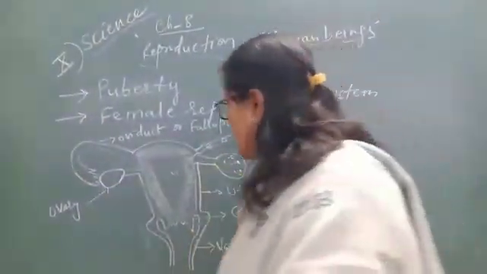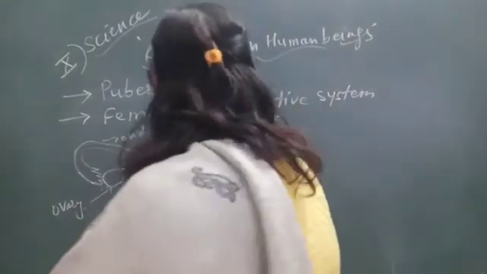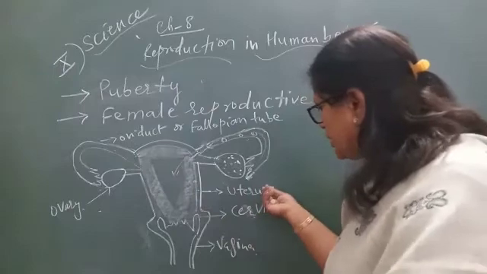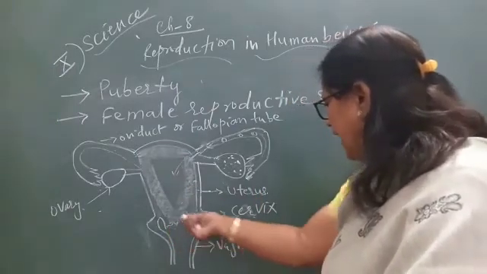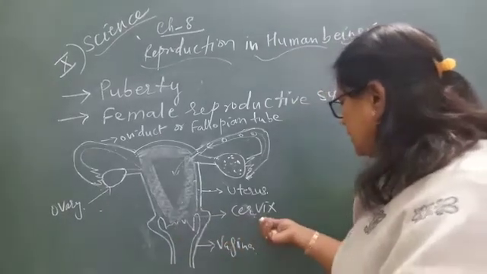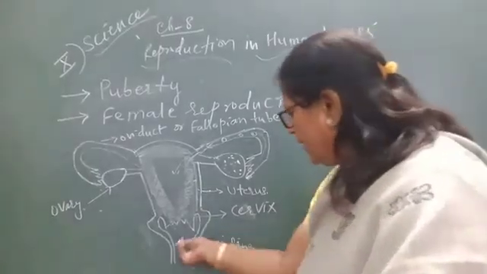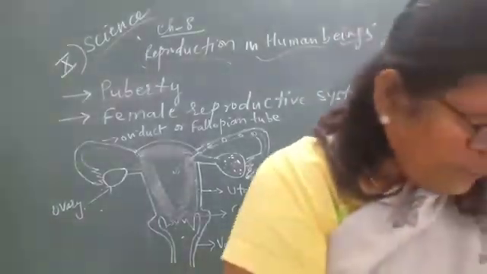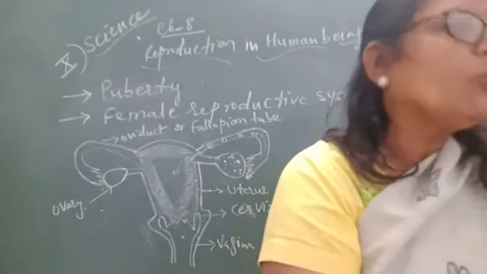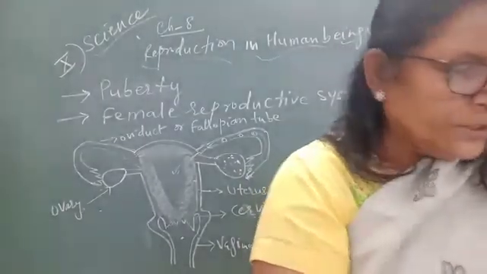Now the parts are the pair of ovaries, the fallopian tube or oviduct, the uterus, and the opening of this uterus at the posterior end, which is called the cervix, and the opening outside the body, which is called the vagina. Okay, so these are the 5 main parts of the female reproductive system.